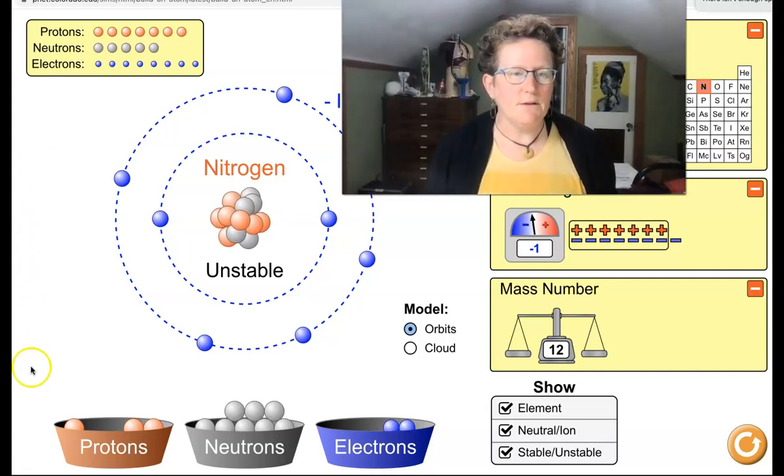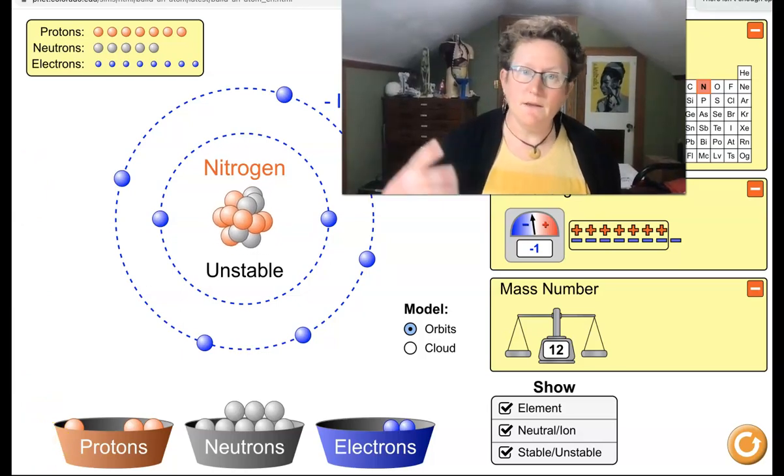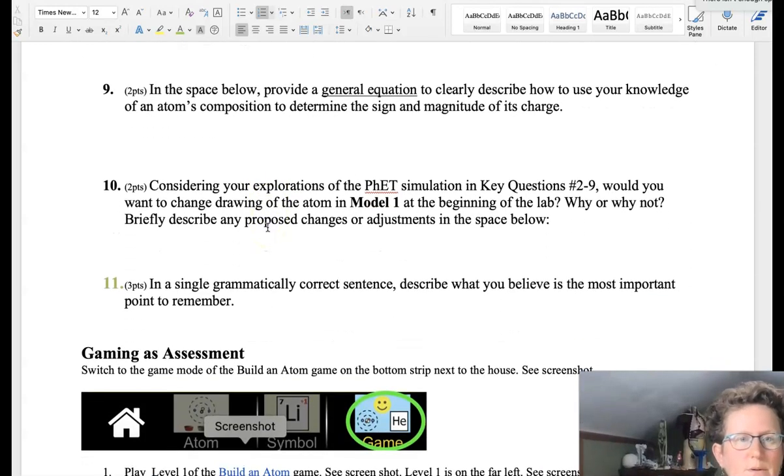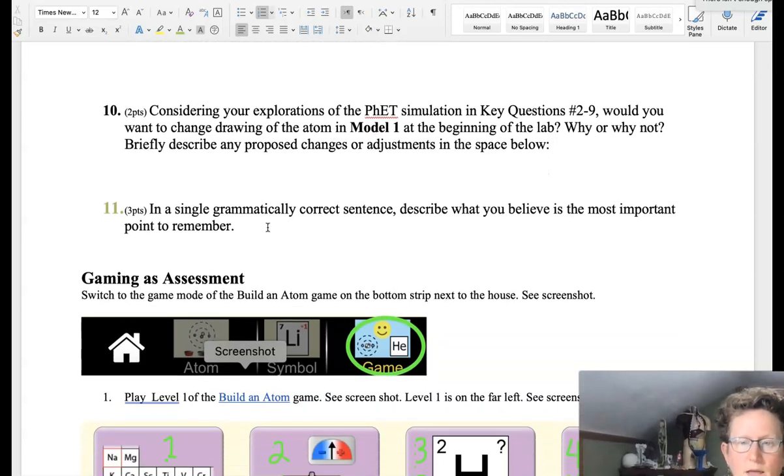I'll let you play around with that a little bit more and kind of figure it out and give an example. So we figured out which particles affect the charge, which particles make it a positive or negative ion. That means a charged atom. In the space below, we want a general equation. So how do you add protons and electrons to get the charge on any atom? You can describe that in some kind of equation there, make a number sentence, and then give an example to show how your number sentence is accurate.